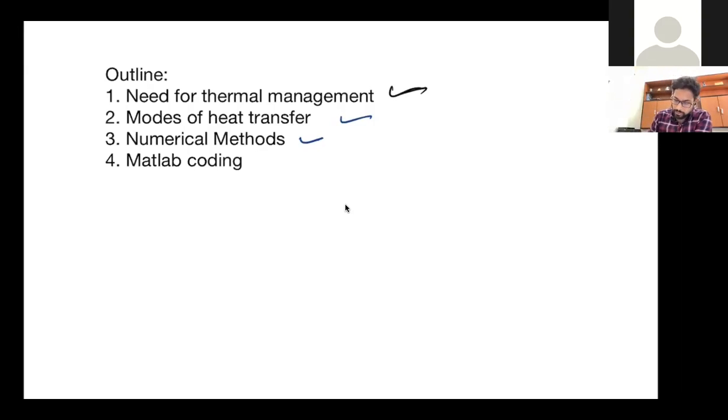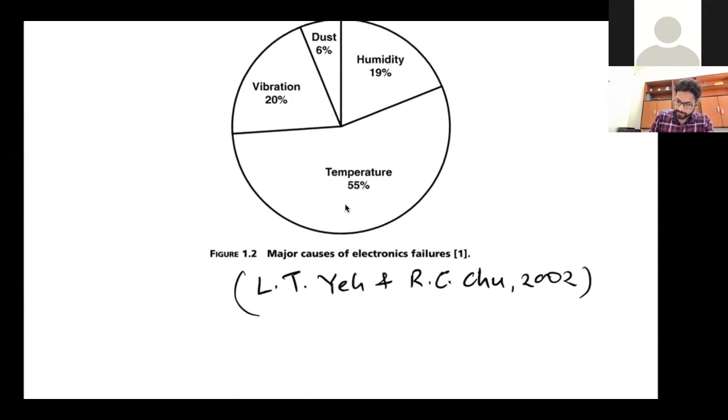Okay, and then we will do one example in MATLAB. So once we do the numerical discretization, we will see how we can write a code in MATLAB for that. We will try to finish everything in 1 hour, or it might go up to 1 hour 15 minutes or 20 more minutes. So we will see. Okay, so let's start with this.